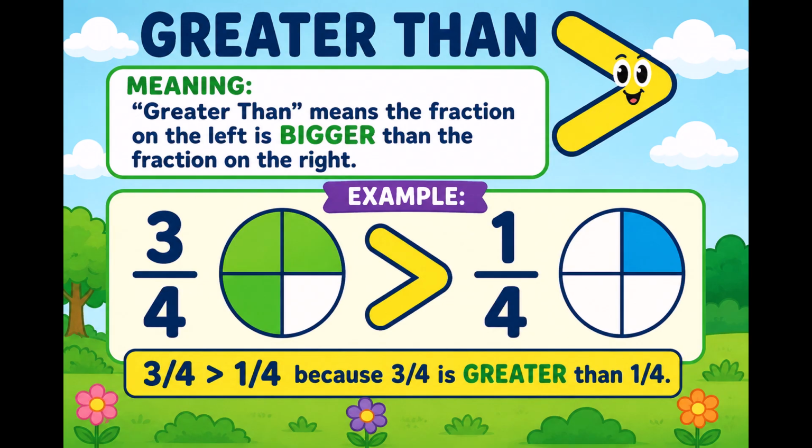A helpful way to remember this is that the open side of the symbol always points to the greater number with the teeth showing. And the pointed end points to the smaller number because he's running away from that number. He wants the bigger number. So remember, when fractions have the same denominator, compare the numerators. The larger numerator means the larger fraction. Okay?